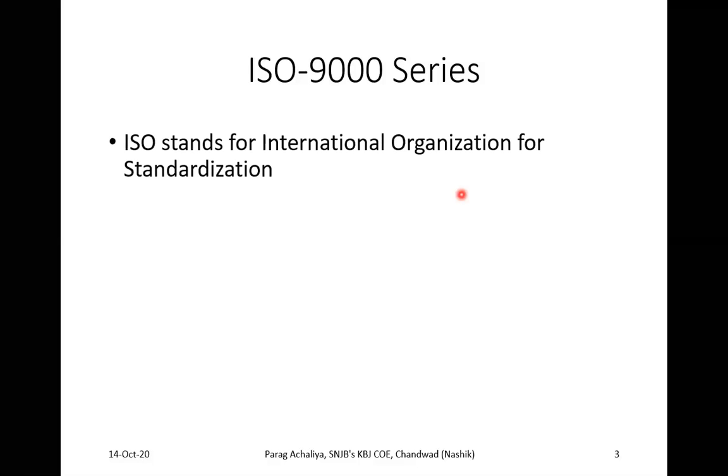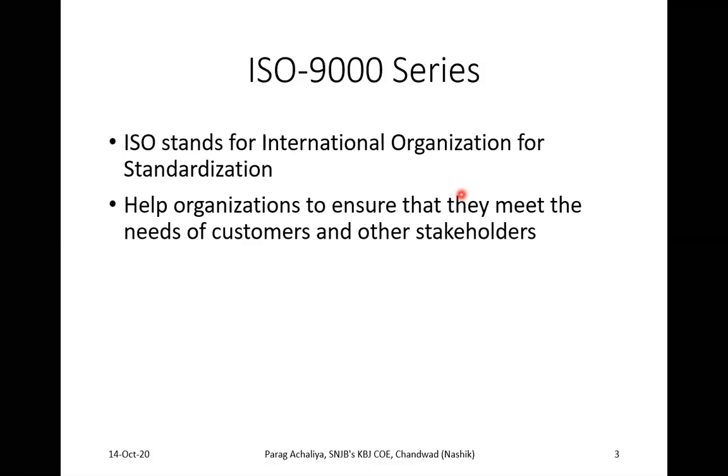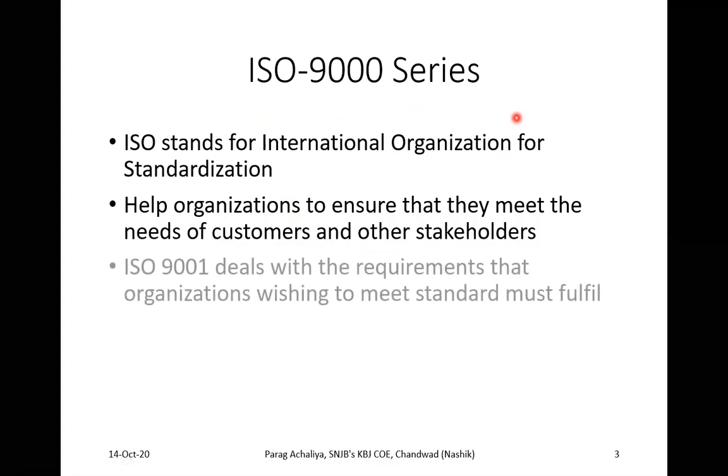ISO stands for, everybody knows that, International Organization for Standardization. It helps organizations to ensure that they meet the needs of customers and other stakeholders. What is ISO going to do? This organization is going to ensure whether they are going to meet the customer's requirement or not. Whatever product they develop, the requirements must be satisfied for the customer or other stakeholders. This organization is going to monitor this activity. That's why they are going to give the quality assurance on any product.